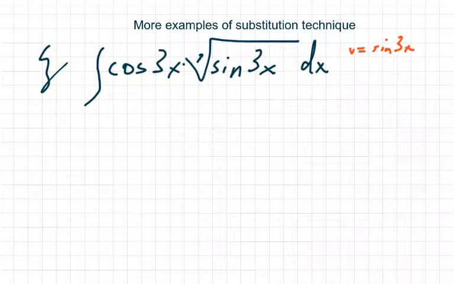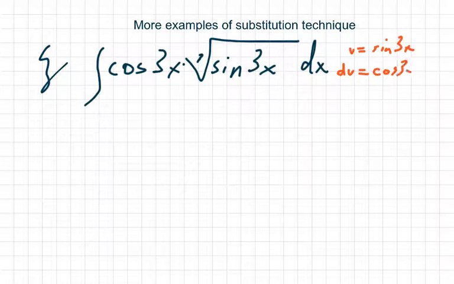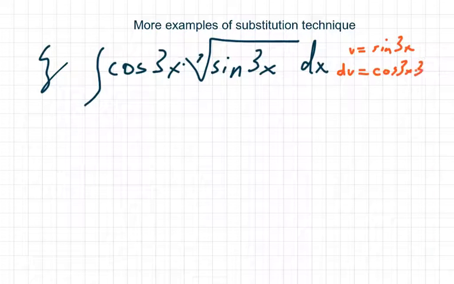Now, if this doesn't work, that's fine. We just erase it and we try it a different way. And eventually it'll work. So I've got my let statement, so I'm going to take the derivative of both sides. The derivative of sine x is cos 3x times 3 dx.